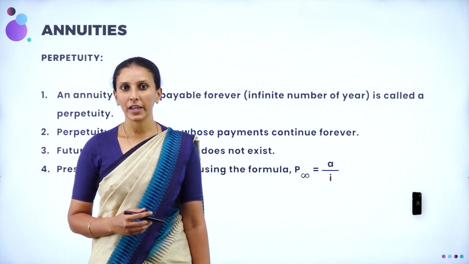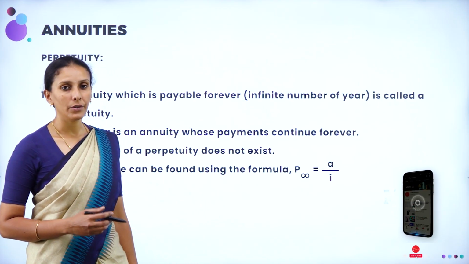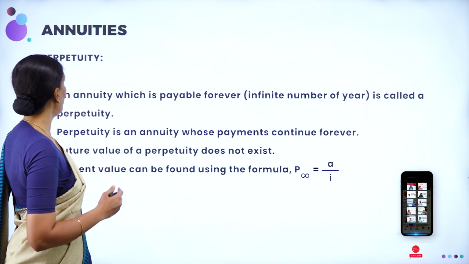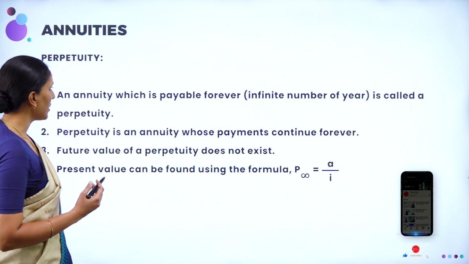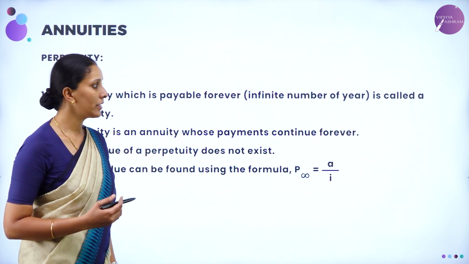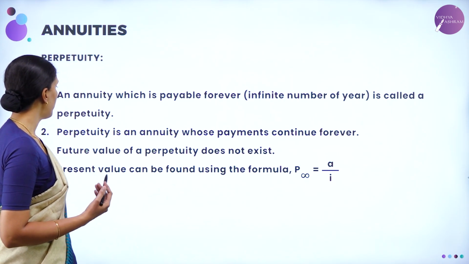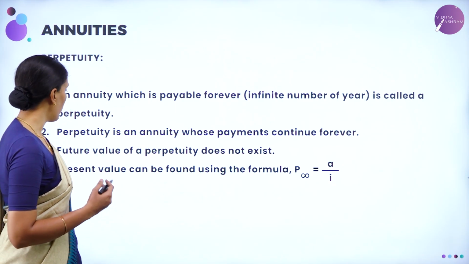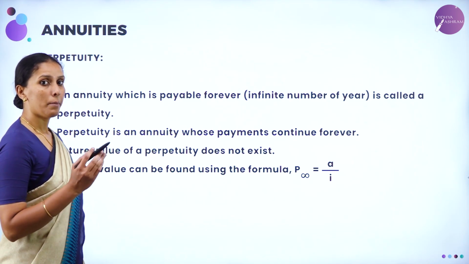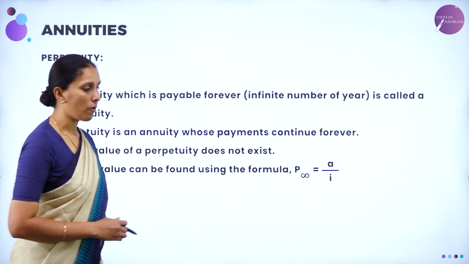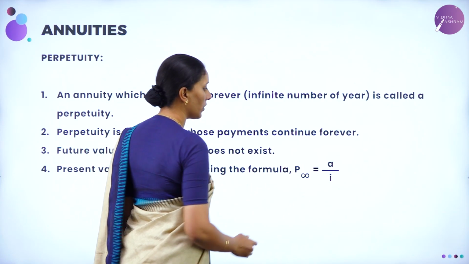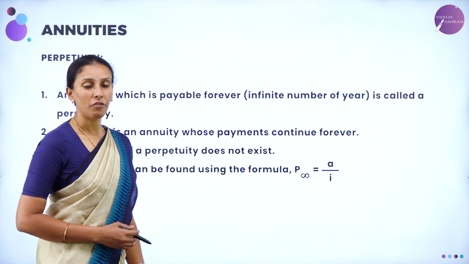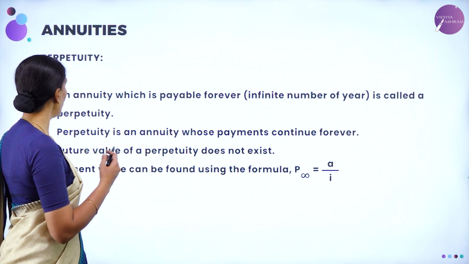Now, in our previous session, we have taken the problems on the future value and the present value of an annuity due as well as annuity immediate. So here we have a concept called perpetuity. So what is this? This is an annuity which is payable forever, that is infinite number of years. It is called perpetuity. So perpetuity is an annuity whose payments continue forever. Therefore here it doesn't have any future value, but the present value of perpetuity can be found by the formula P infinity is equal to A divided by i. So here infinity refers to the amount which is payable forever. So now let us take the problems on perpetuity.